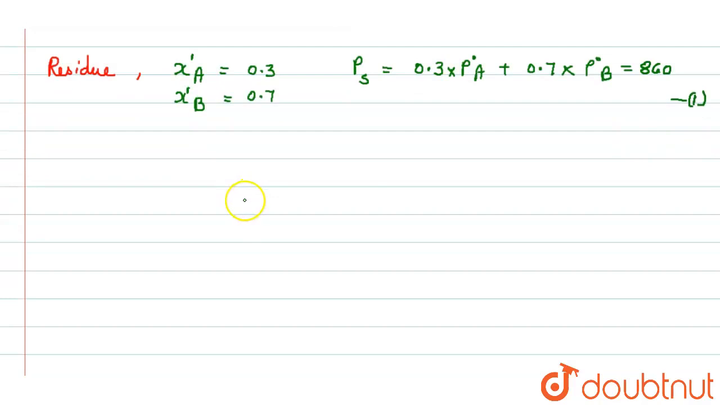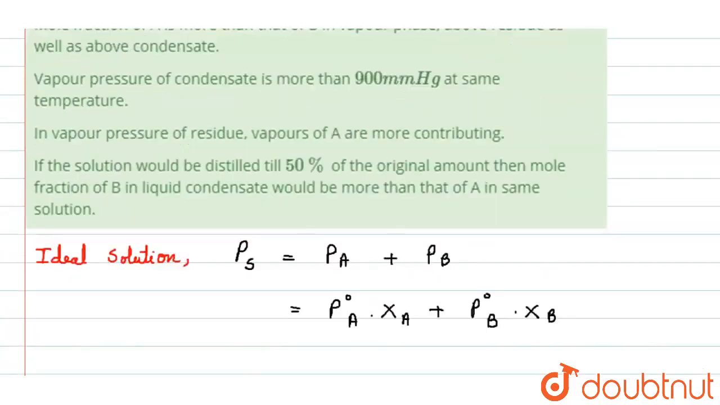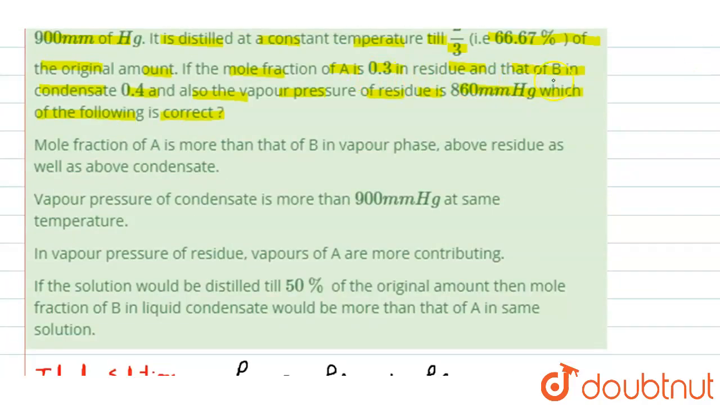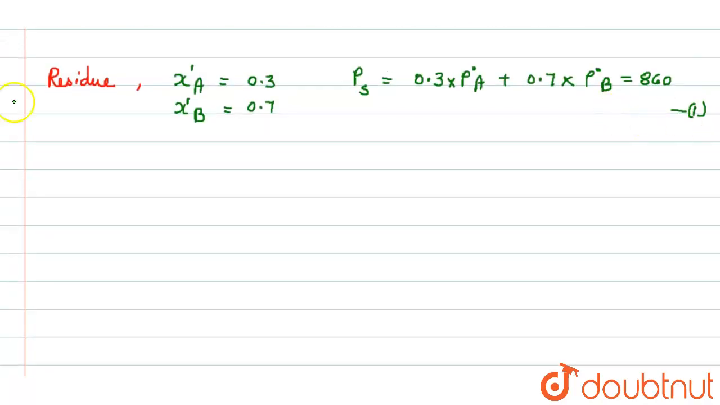Now let us go ahead. As it is told, the mole fraction of B in the condensate is 0.4. So for the condensate, the mole fraction X double dash A is 0.4, it is given. So X double dash B should be 0.6. Okay. So this is the whole thing.